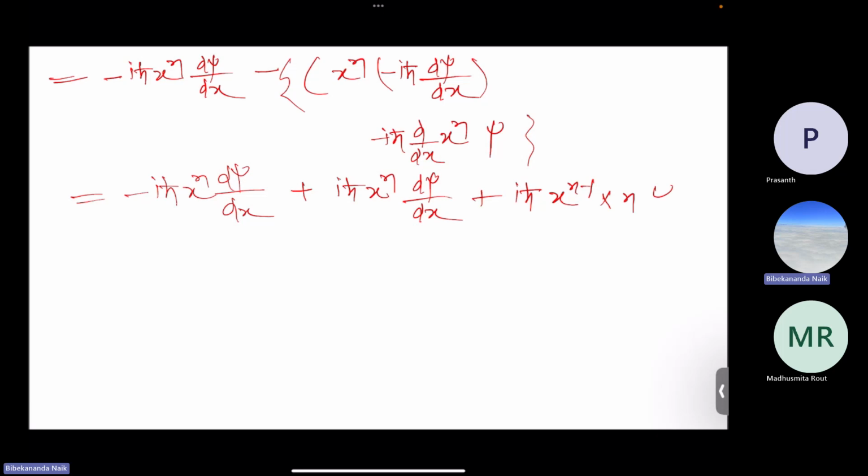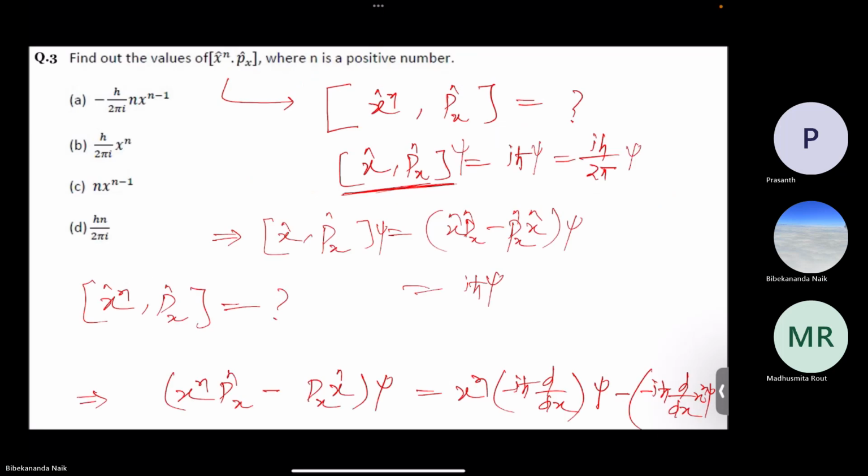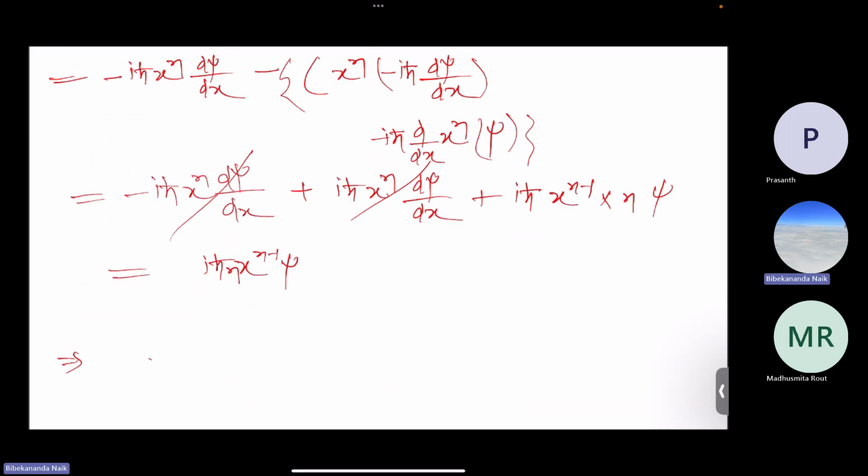Because the d by dx is outside, the derivative of x to the power n is n into x to the power n minus 1. So these two cancel out. The remaining is i h cross n x to the power n minus 1 into psi. So here it was psi, then this is psi. So we found x to the power n px cap minus px cap x to the power n cap will be i h cross n x to the power n minus 1.